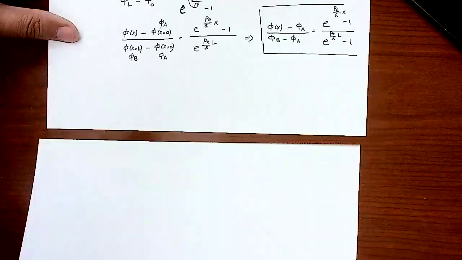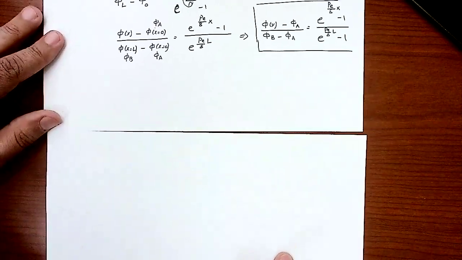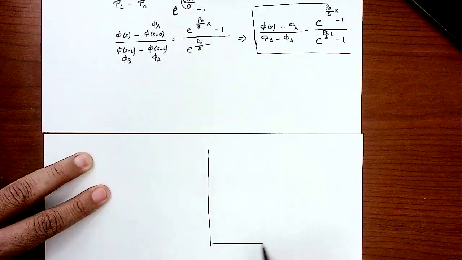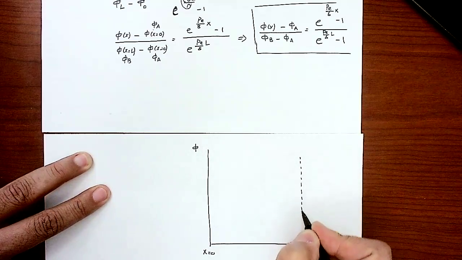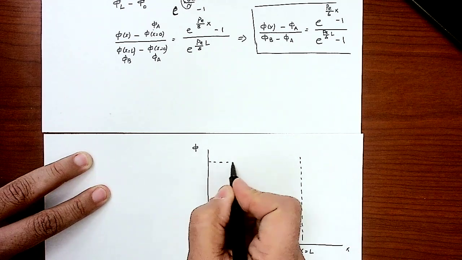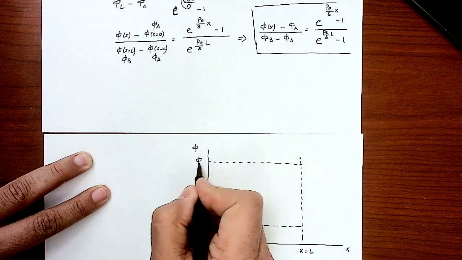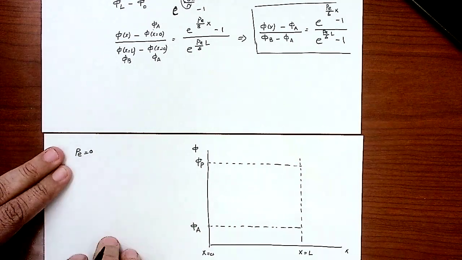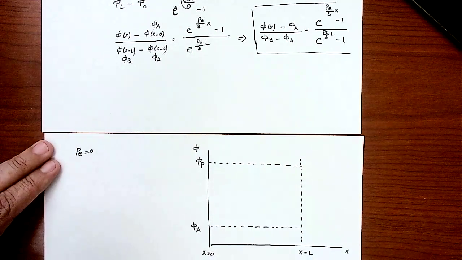So let's do some trials to look at that graphical solution, plotting these graphs here. Let's assume this is the phi axis and this is the x-axis. So this is x equals 0. I'm going to mark here the location of x equal L. Now I have the boundary conditions: this is phi A, and this is phi B. Let's start by assuming that the Peclet number is equal to 0. How does the solution look when the Peclet number is 0?